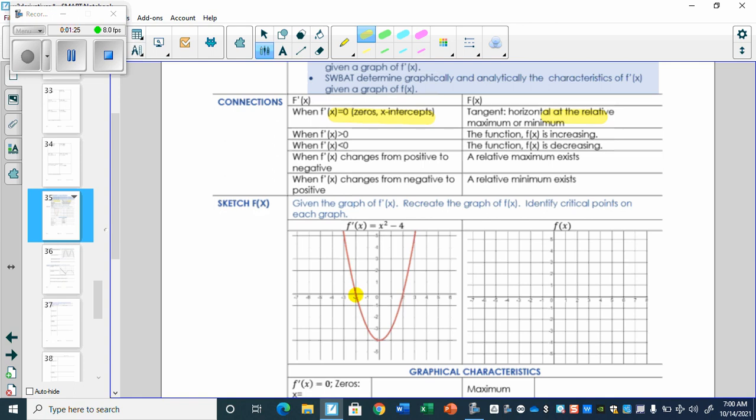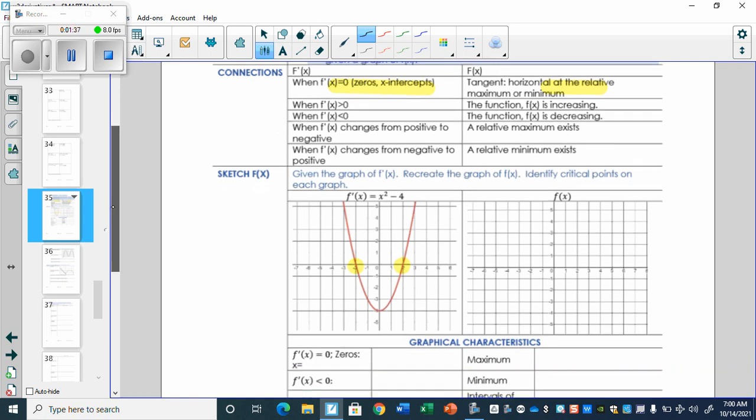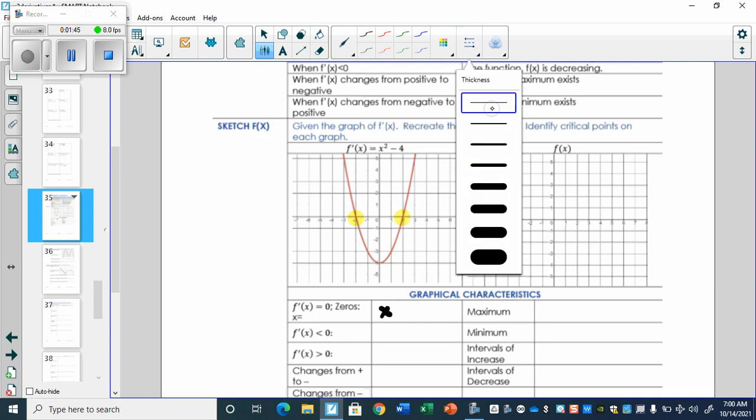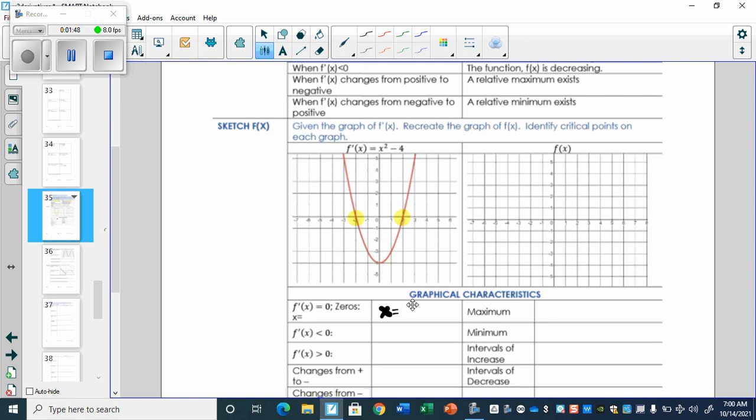So here is the x-intercept for f prime of x. So f prime of x has zeros at x equals {-2, 2}. All right. That tells me that I have a relative maximum or a relative minimum at that point. I don't know yet.